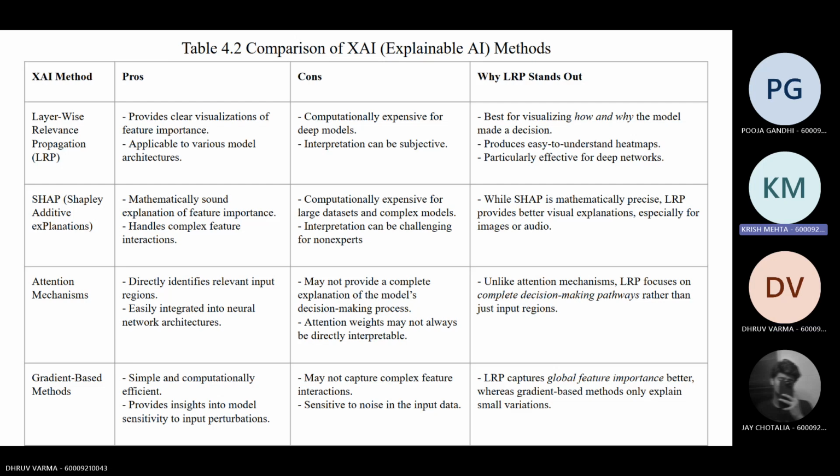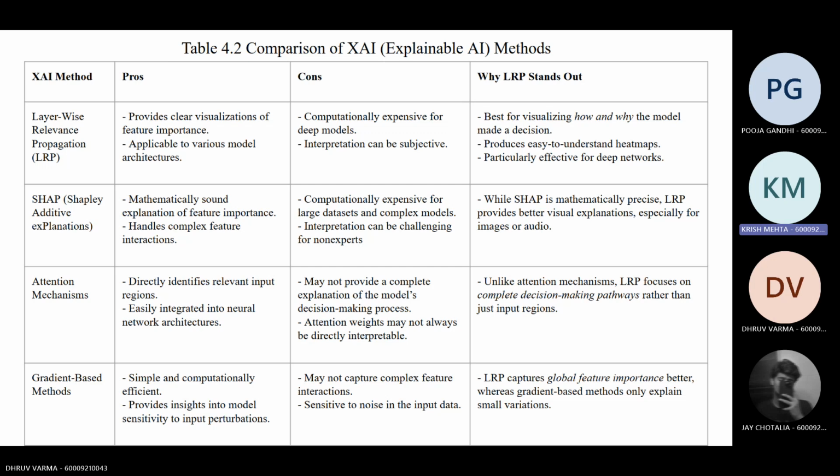We thought of many XAI models that we could go forward with, but we figured out why we should choose LRP over other XAI models like SHAP and attention mechanism based methods. It's because LRP mainly focuses on giving visual representations of what part of the input is contributing to its output. For example, SHAP generally focuses on mathematical parts, but here we need some visual representation, so we went forward with LRP.